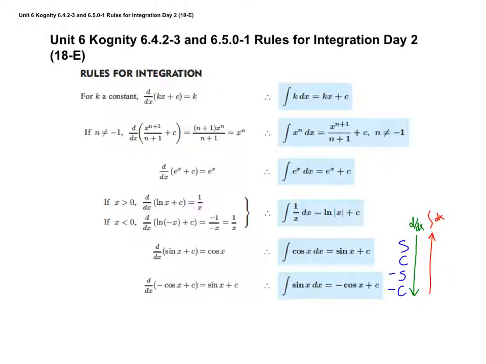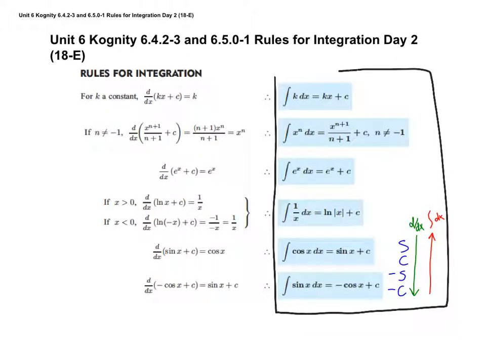All right, so we're looking at the rules for integration. Here are all the rules that we covered yesterday. And again, those are ones that you really do need to memorize. Are they in the formula booklet? Yes. Will you ever finish your exam if you are depending on your formula booklet that much? No. Okay? So make sure you memorize them.